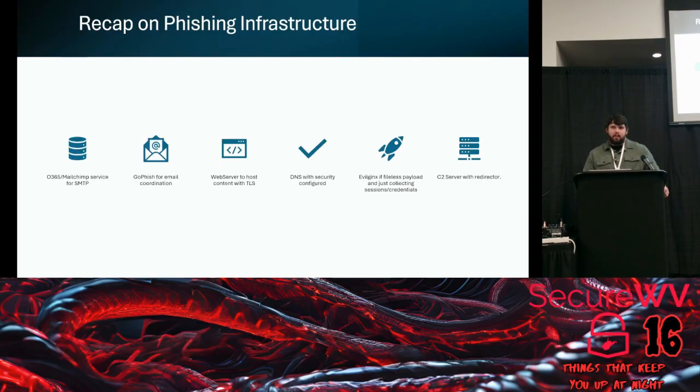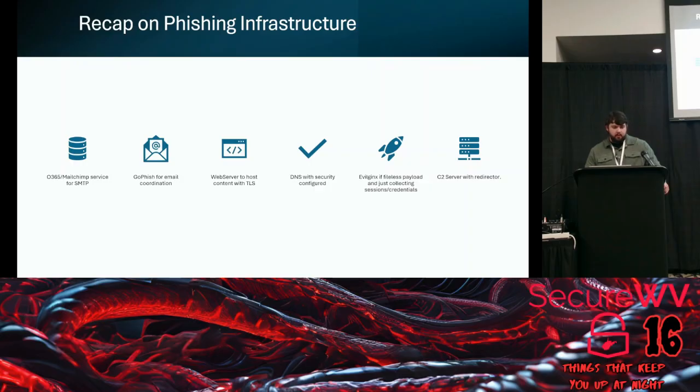So, just a quick recap of phishing infrastructure for anyone who's not familiar. You would need some kind of mail sender, because you have to send mail in a phishing campaign. Duh. Usually O365 is good for this. You would want MailChimp or something of that nature, just some way to send an email that's going to keep you off of a block list. The standard still is GoPhish. It is a tool literally designed for phishing campaigns.